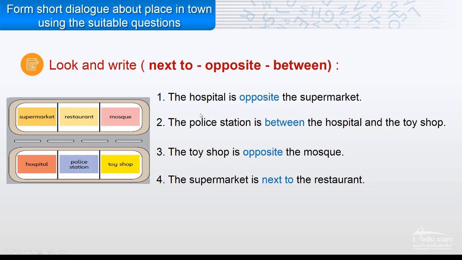The hospital is opposite the supermarket. The police station is between the hospital and the toy shop. Number three, the toy shop is opposite the mosque. Number four, the supermarket is next to the restaurant.